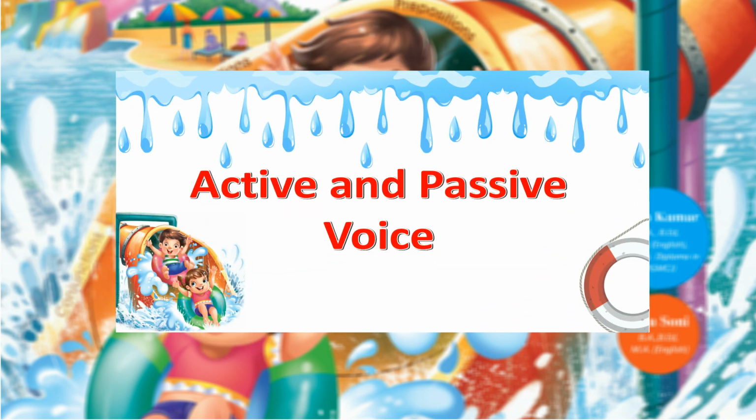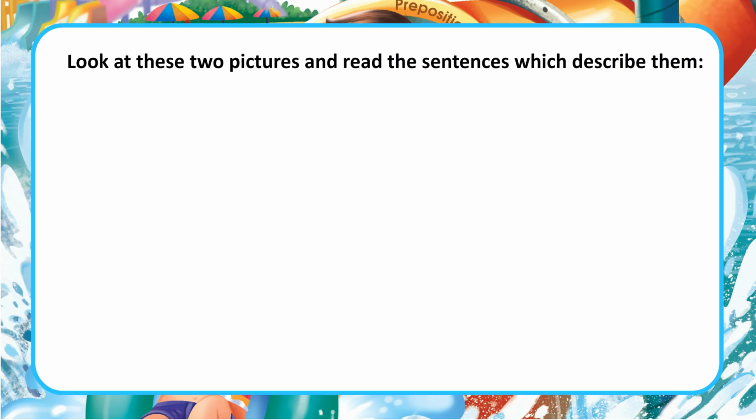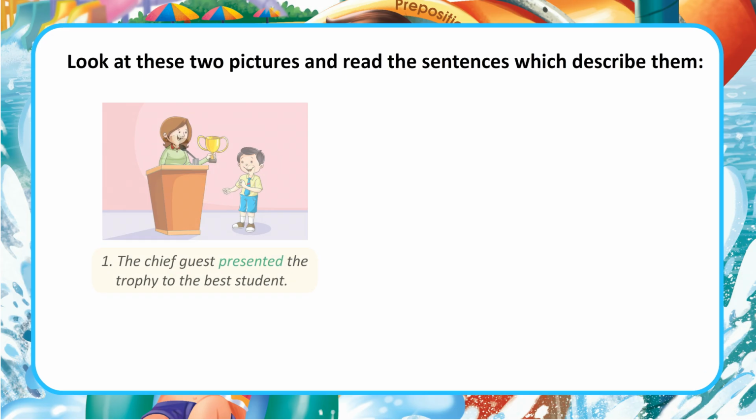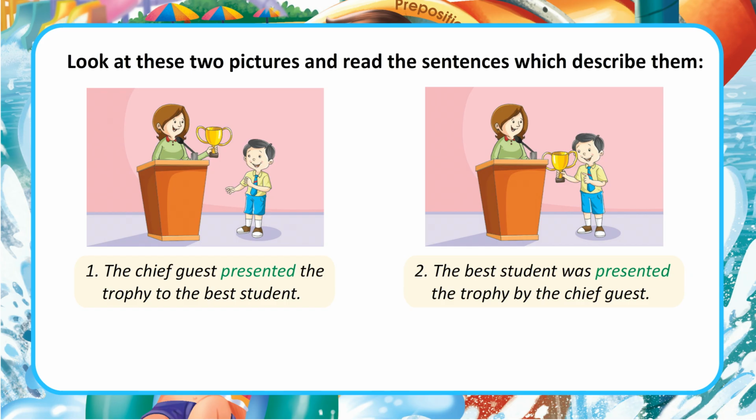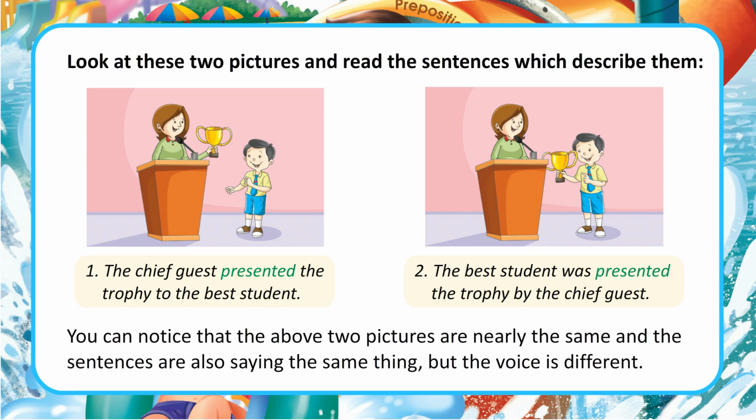Active and passive voice. Look at these two pictures and read the sentences which describe them. 1. The chief guest presented the trophy to the best student. 2. The best student was presented the trophy by the chief guest. You can notice that the above two pictures are nearly the same and the sentences are also saying the same thing, but the voice is different.